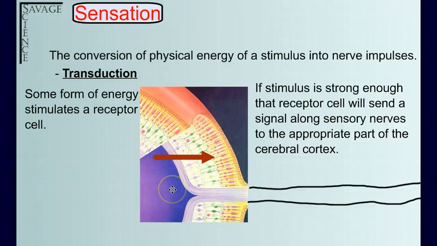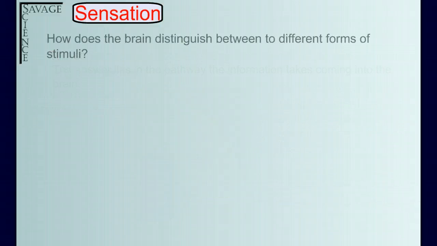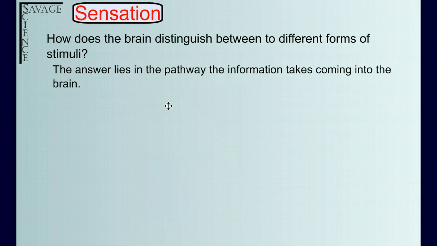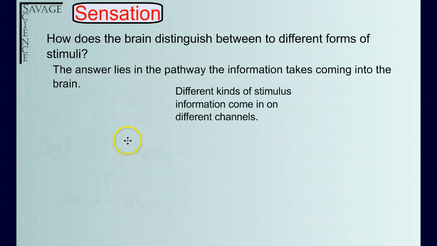But the question is, how does the brain know that those action potentials traveling down there were light? How does the brain distinguish between two different forms of stimuli? How does the brain know it's sensing light versus sound? Well, the answer lies in the pathway that the information takes on the way into the brain. Different stimulus comes in on different channels.